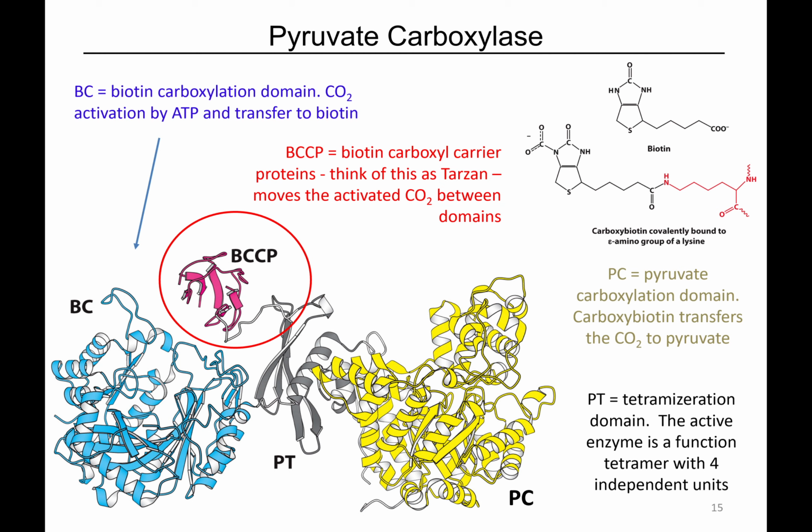Okay, so we start off in our BC domain where we have CO2, bicarbonate, and ATP bind. We catalyze the synthesis of our activated CO2, carboxyphosphate, and then the biotin comes into the BC domain. We transfer the CO2 onto our biotin. That then triggers the movement of the biotin carboxy carrier protein domain over to our pyruvate carboxylase domain. At that point, the CO2 is moved from biotin onto pyruvate, giving us our product.